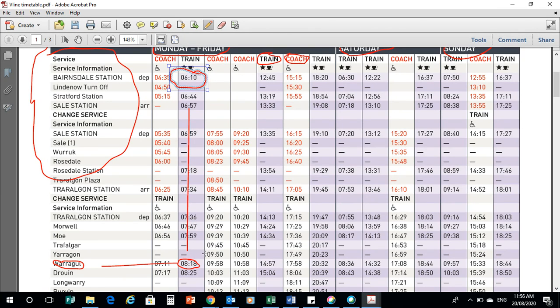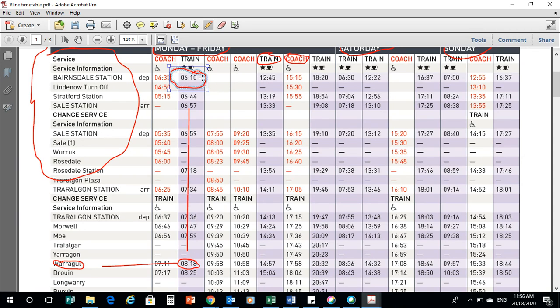Okay. Now that could be one of the questions that you look at for a time, and that's some of the things you need to know. So, for example, if you need to meet someone at Warragul at 8 o'clock, well, you wouldn't use the 6:10 one. You'd have to use the earlier one to get there at 7:11. Okay, because then if you're supposed to meet them at 8 o'clock, you get there at 8:18, you're too late. They've already left. Okay, so that's why it's important to be able to read a timetable.